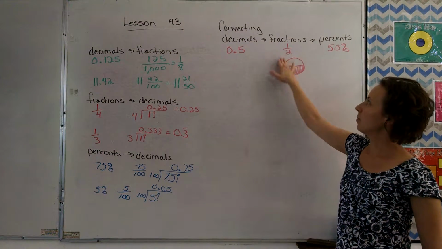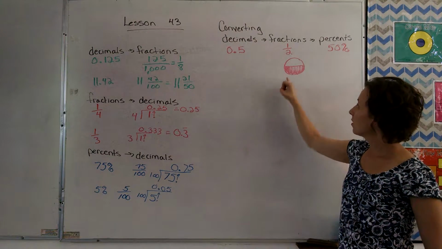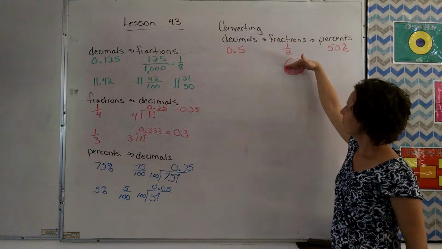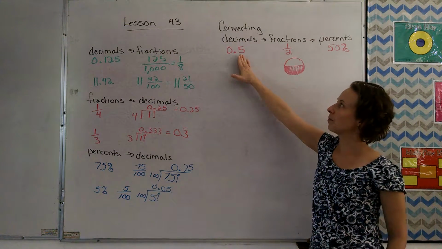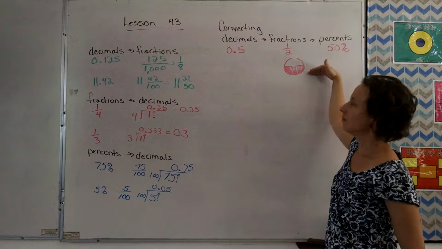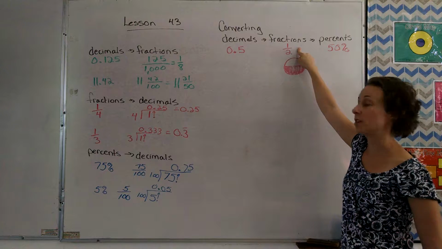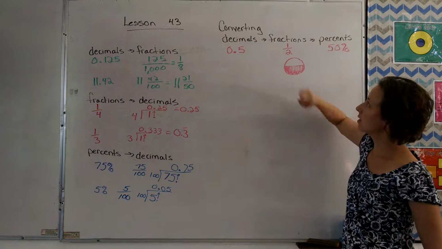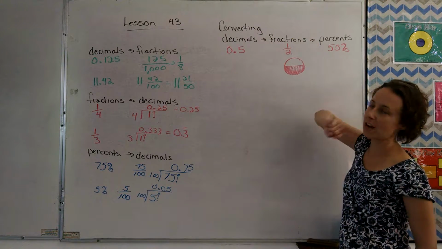When you have a picture of a part of a whole, there's 3 ways to name it. So here's my picture. I colored in half of it. One way to name it is as a decimal. 0.5 is half of one whole. Matches my picture. Another way to name it is as a fraction. I have 1 out of 2 parts. 1 out of 2, 1/2. This picture matches this fraction.